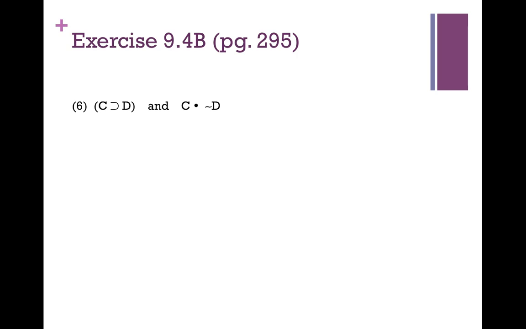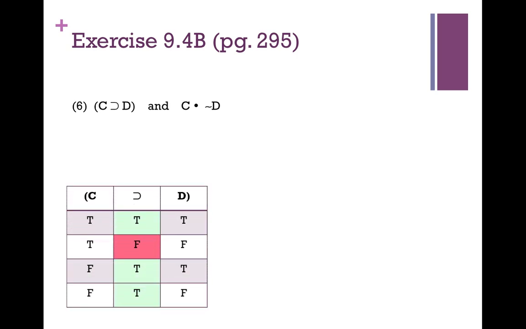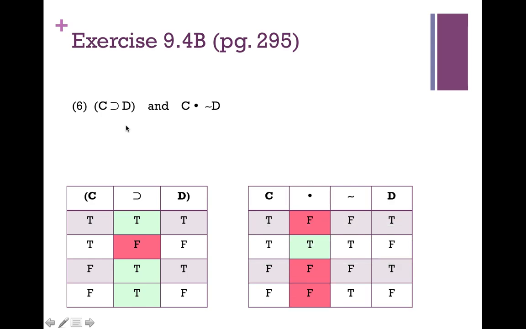Alright, so here we have "if C then D" and "C and not D". And here's the same truth table you saw in the previous one. I don't know why I put parentheses around this. You didn't need them, because you weren't dealing with any other connectives. And then we have also this proposition over here, "C and not D". And here's what this truth table looks like.